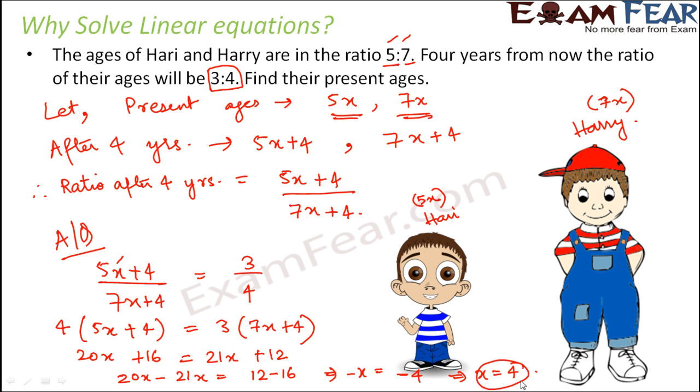Now that we have calculated the value of x, we can calculate their present ages. Hari's present age would be 5 into x, that is 5 into 4, which is 20 years. And Harry's present age would be 7 into x, that is 7 into 4, which is 28 years. Therefore, Harry is 28 years old and Hari is 20 years old. So using linear equations, we can solve these kinds of puzzles as well.